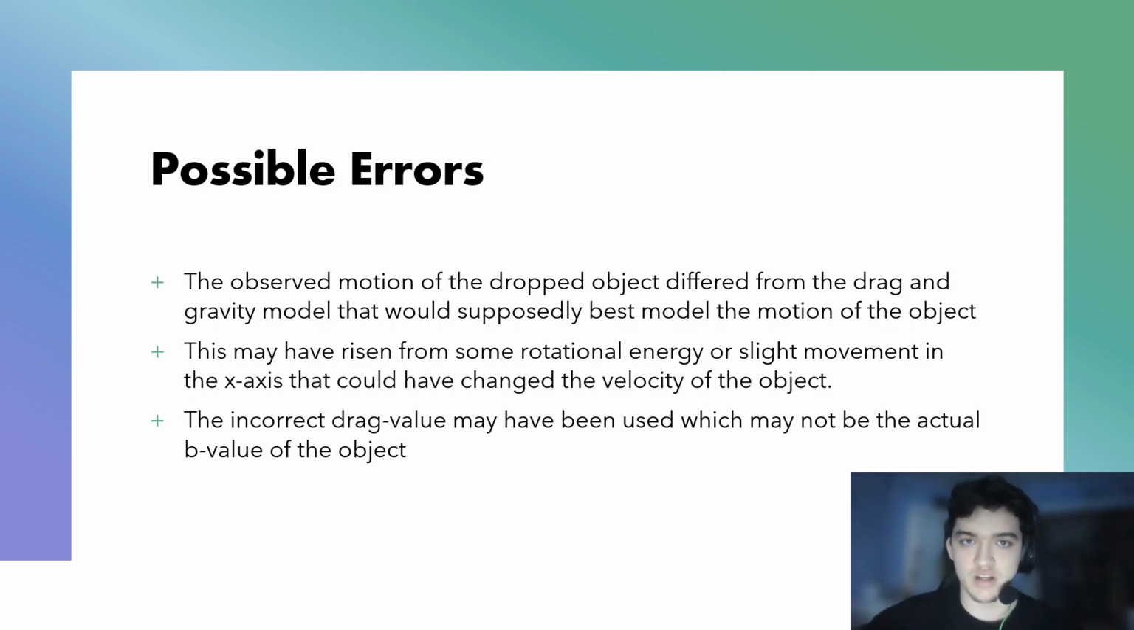There are many possible errors that could have arisen in this lab. The observed motion of the dropped object differed from the drag and gravity model that would supposedly best model the motion of the object. This may have arisen from some rotational energy or slight movement in the x direction that could have changed the velocity of the object. The incorrect drag value may have been used, which may not be the actual b value of the object, which could have led to the difference in distance.